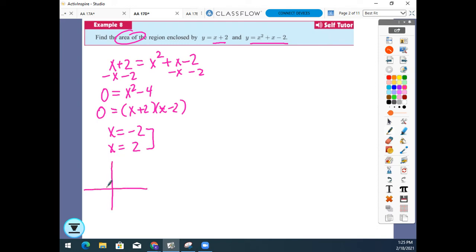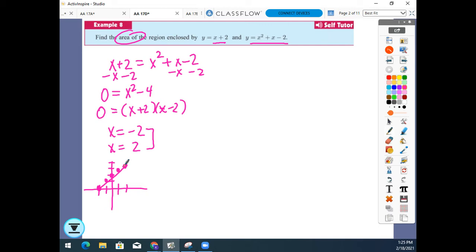So let me just do a basic sketch here. All right, so if I plug negative 2 into my, that's just a line. It's going to be here, here, here. This is just a straight line with slope 1, right? Because then when I plug in a positive 2, I get 4. So here's that first equation. All right, so I know they intersect here and here.